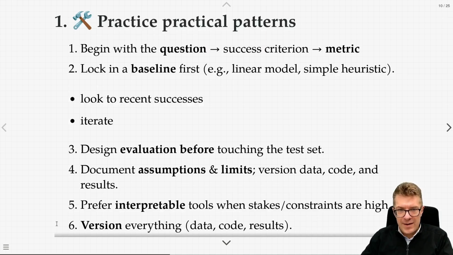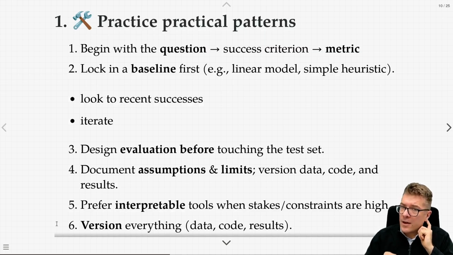Continuing on the topic of practicality, we want to follow the pattern that we will take. We want to practice practical patterns. Generally, what we have initially is a broad question, defined potentially very loosely, that we can translate into something that means success, and then we can take that criterion into a very specific metric.